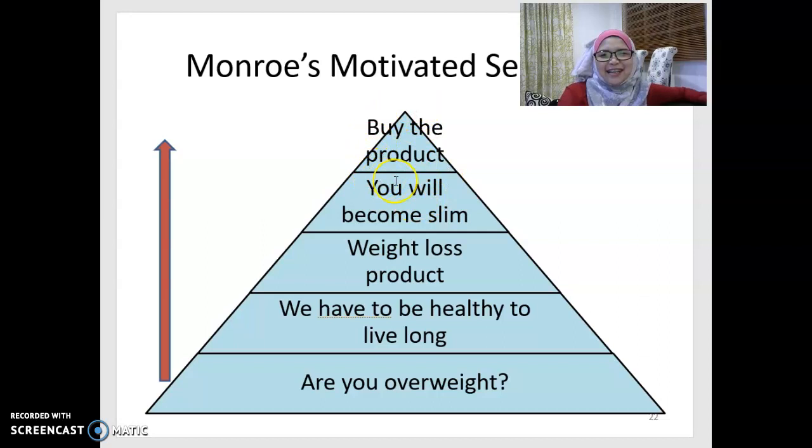So anyway, the final one is whereby you want them to take an action. So what is the action that you want them to take? Is to buy the product. Okay, so this is Monroe's motivated sequence. This is kind of good because the steps are just there and you just need to follow. Okay, so that's the last bit.